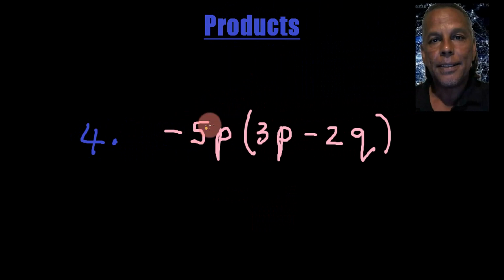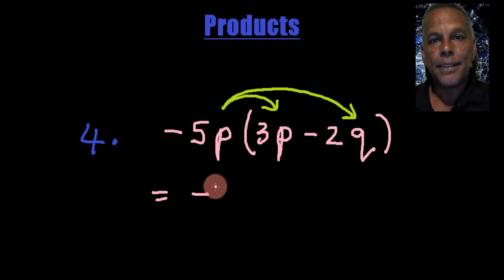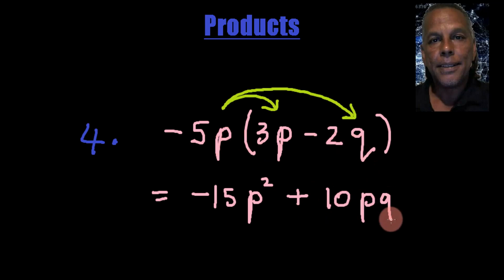We multiply the negative 5p into the brackets. So negative 5 times 3 is negative 15, and p times p is p squared when we add the powers of the p's. Then a negative times a negative is a positive. 5 times 2 is 10, and p times q is pq.